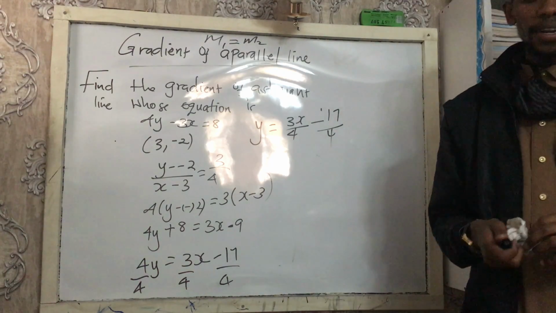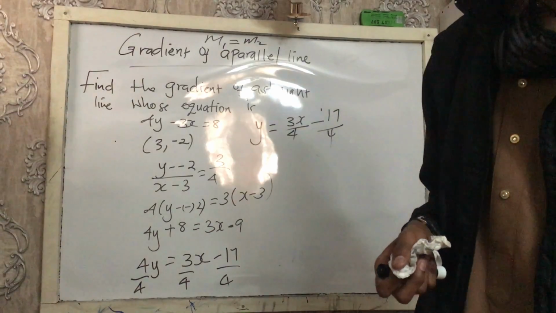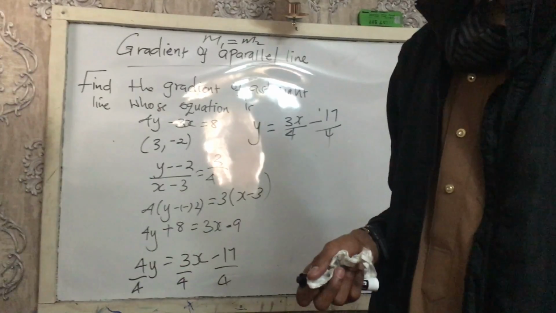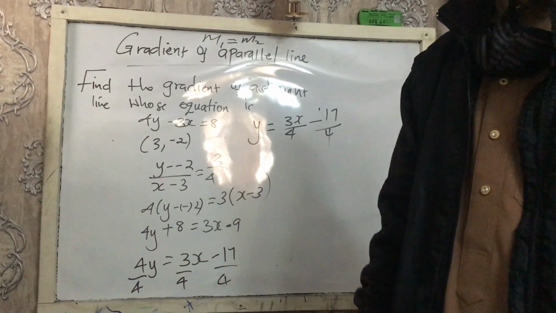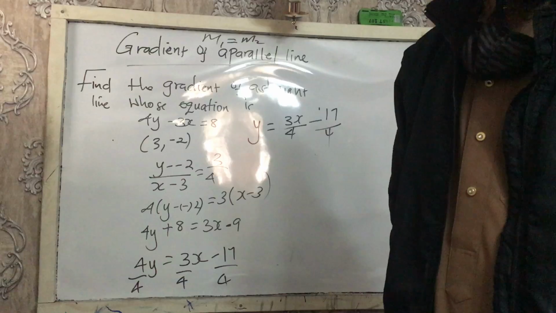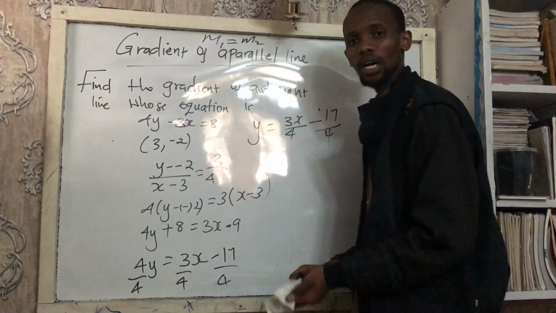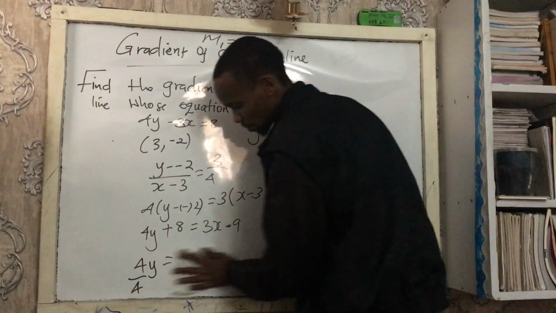Have you understood the gradients of parallel lines? Any question? Let's come to the last part of the topic, and that is the gradients of a perpendicular line. I hope this one has been understood on how to get the gradient and even the equation, right?